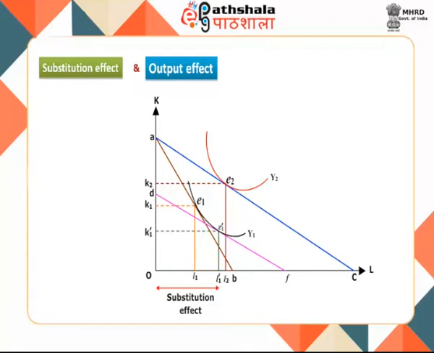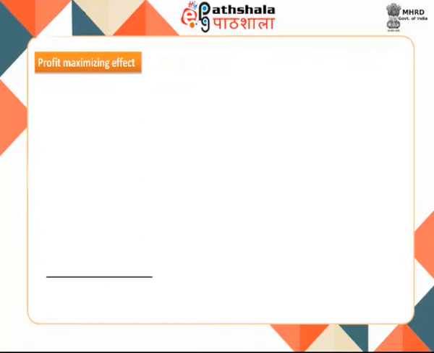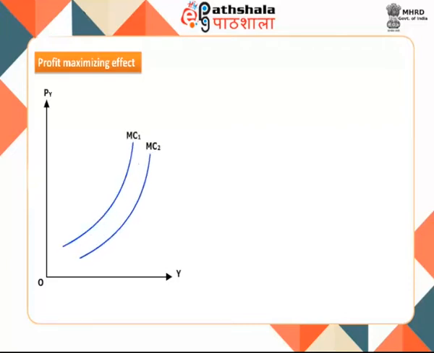Next, the movement from E1' to E2 is explained by the output effect. However, the story does not end here. There is another prominent effect, that is the profit maximizing effect, arising as the firm increases its expenditure in order to maximize profit. More intuitively, when the wage rate falls, the marginal cost of production declines. In the figure, it is shown by the downward shift of the marginal cost curve MC1 to MC2 for a given output price P̄_Y.